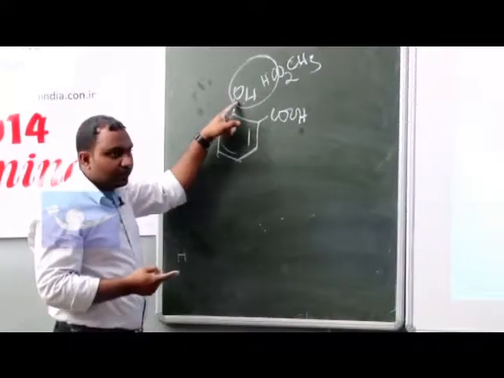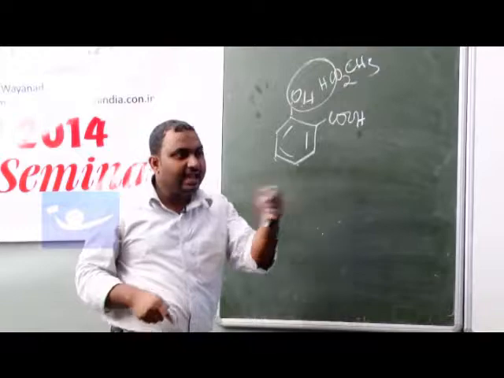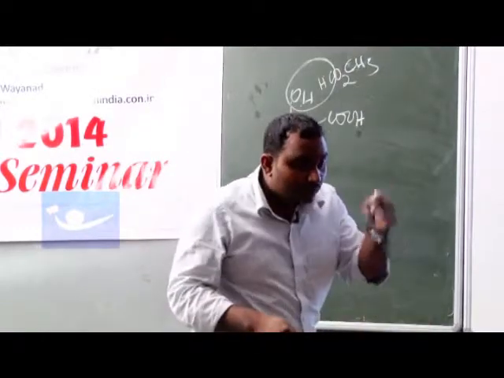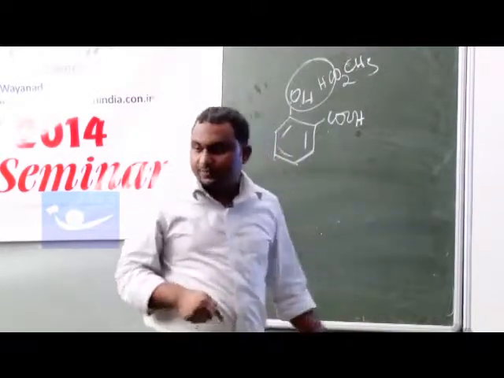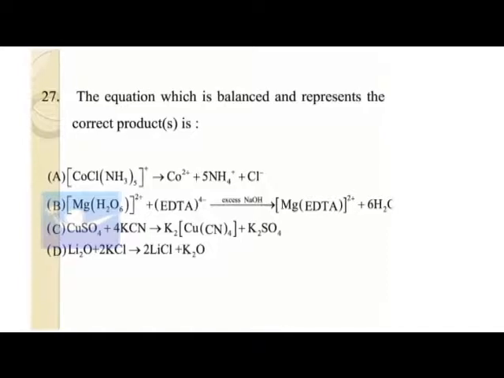Alcohol is at the ortho position because Kolbe's reaction gives a product, orthohydroxy acid. When it is orthohydroxy acid, you will get this product. Which one? D option.